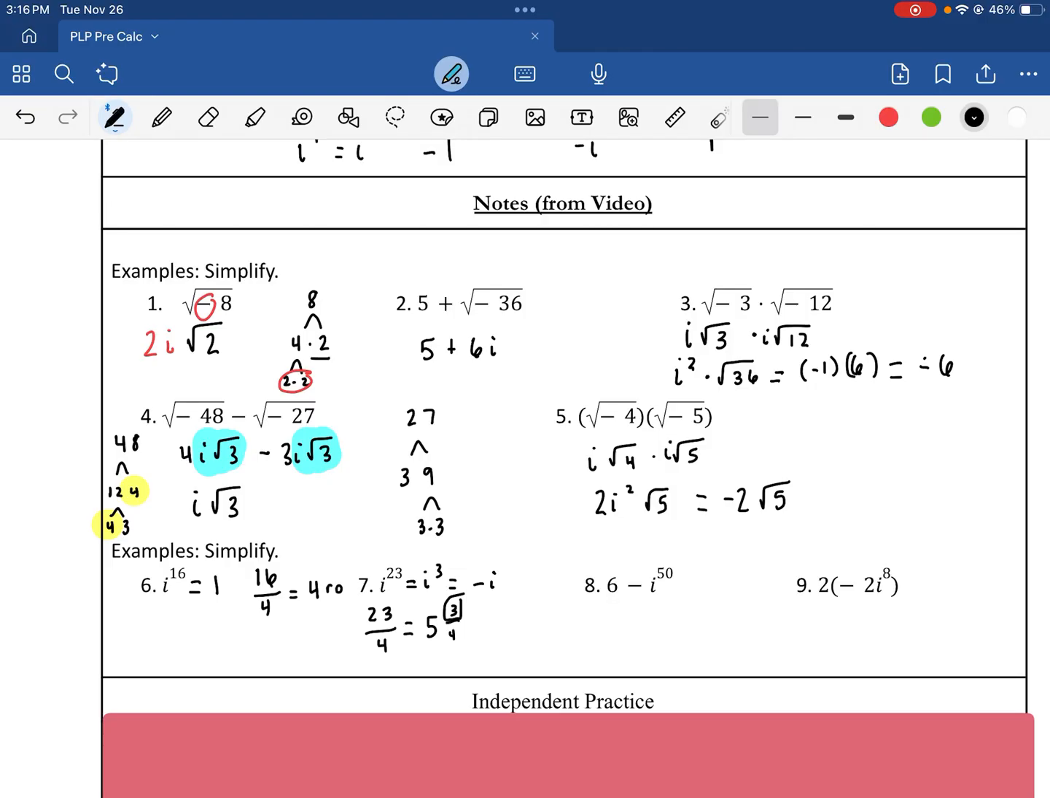Then we've got 6 minus I to the 50th power. 50 divided by 4 is going to be 12 with a remainder of 2. 12 and 2/4 would be the other way to write that. So we could write this as 6 minus I squared. 6 minus negative 1, which gives us 7.